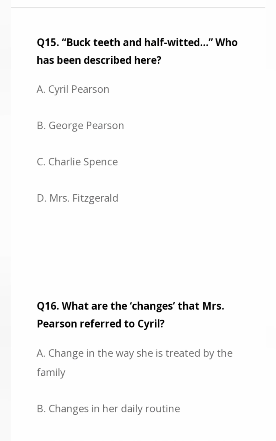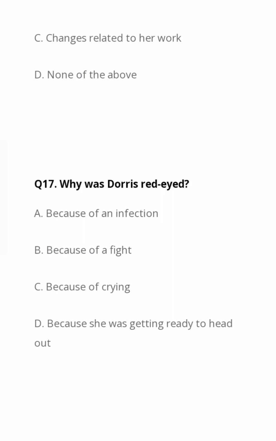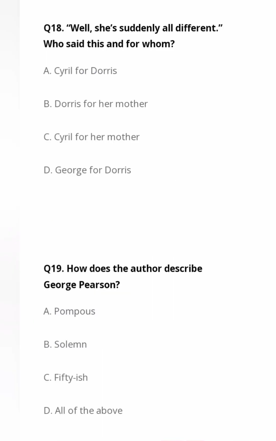And then question number 16. What are the changes that Mrs. Pearson referred to Cyril? That is option A, change in the way she is treated by the family. Okay. Then let us see question number 17. Why was Doris red-eyed? That is option C, because of crying. Okay. Then let us see question number 18. Well, she is suddenly all different. Who said this and for whom? That is option C, Cyril for her mother.